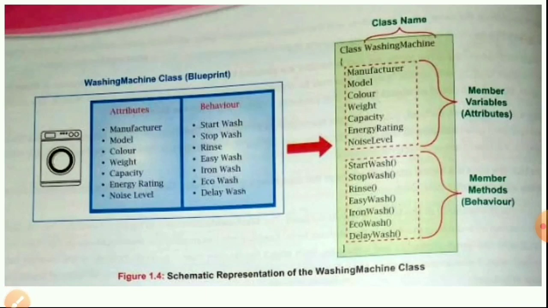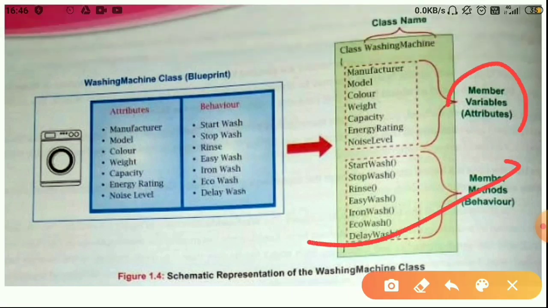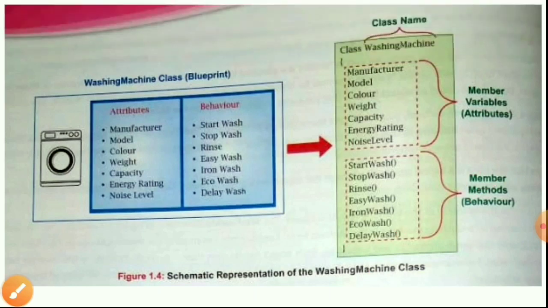If you pay attention here, in this diagram, we have got member variables. In Java, if you want to represent attributes, they are known as member variables, and if you want to represent the behavior of an object, then in Java coding it is represented through member methods. Right, so let's come to our coding part.